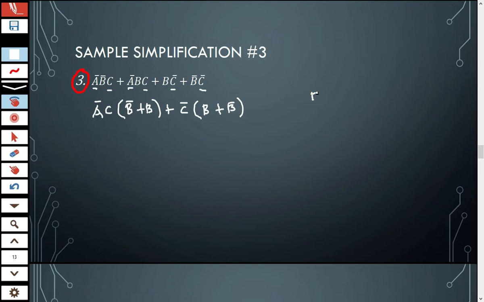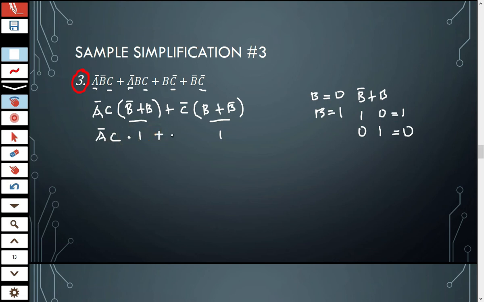So we can state here that if B is 0, having B and not B, adding them together, this gives us 1, this gives us 0, this always results to 1. If it is 1, this becomes 0, and this is 1, this always results to 1. So this means that this expression here is always 1, as well as this expression. So what we get is just C times 1 plus not C times 1.